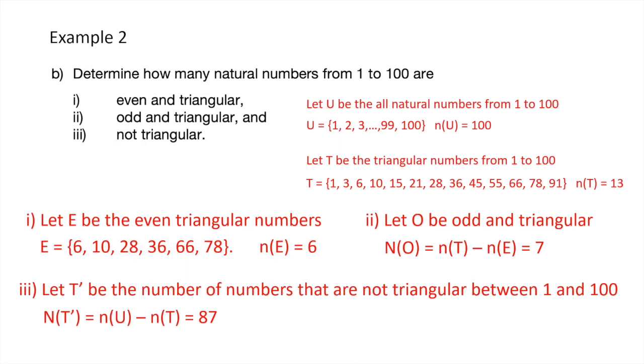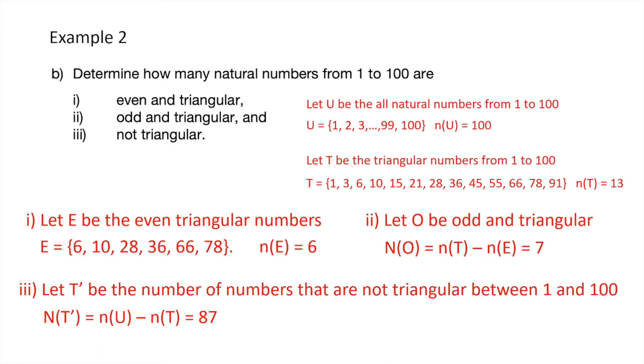So now that we know how to identify a triangular number, let's go ahead and start to play around with the math. In this case, we want to determine how many natural numbers from 1 to 100 are even and triangular, odd and triangular, or not triangular. To do that, we actually have to start off by finding what the universal set is. And we know that this is all the natural numbers from 1 to 100.